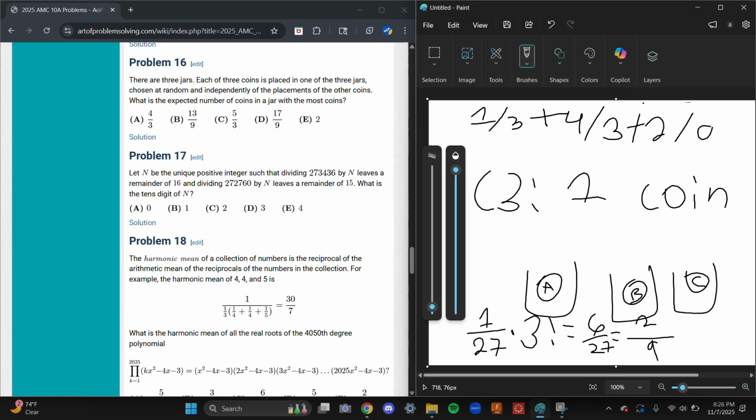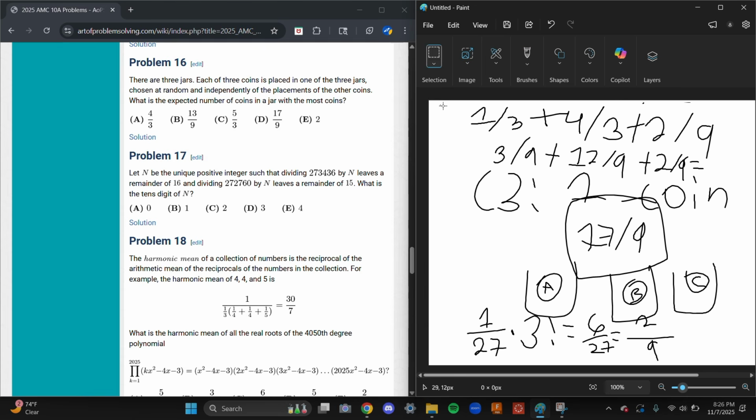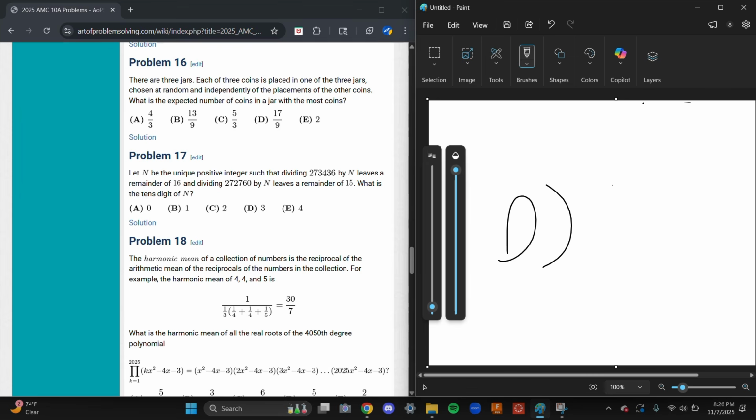So that's 3 ninths plus 12 ninths plus 2 ninths. And that should give us a final answer of 17/9 for this problem. So the final answer for problem number 16 is D, 17 ninths.